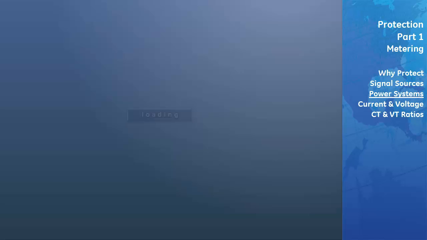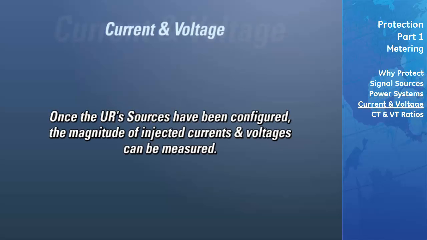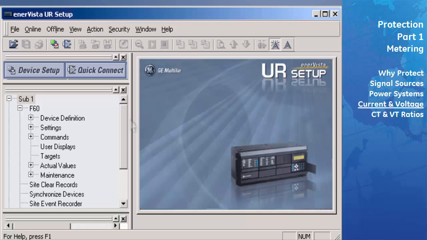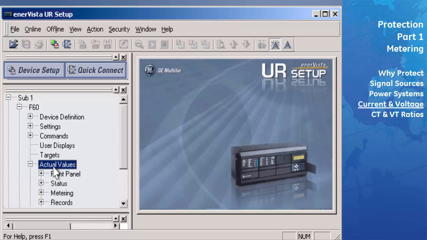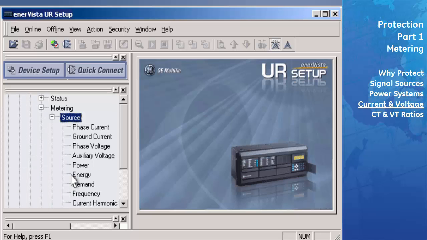Once the UR has had its sources configured, it will be able to measure the magnitude of the voltages and currents that are being injected into the back of the DSP. This is known as metering. To view the UR's metering values, expand the Actual Values, Metering, Source menu. Here you will see a listing of all of the different types of measurements that the UR makes. In older versions of firmware, these measurements may all be listed under one group called Source Values.